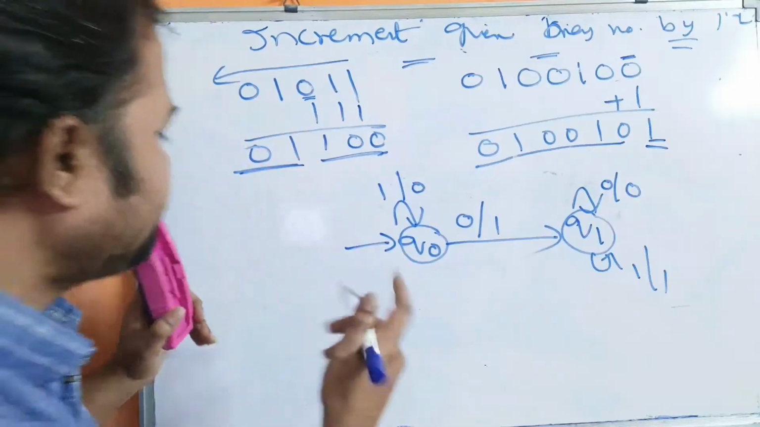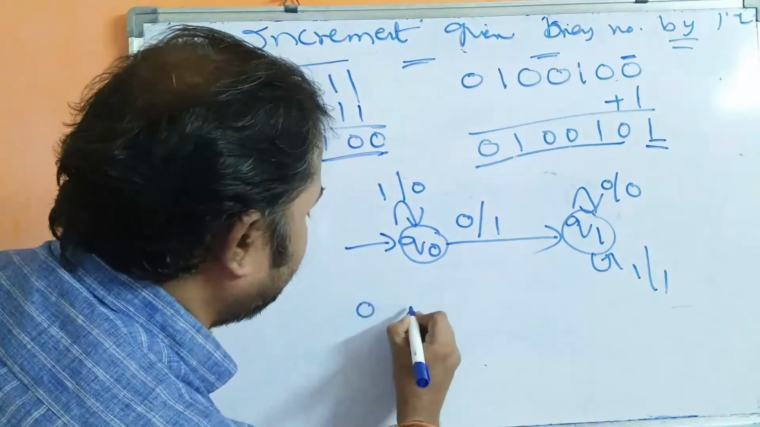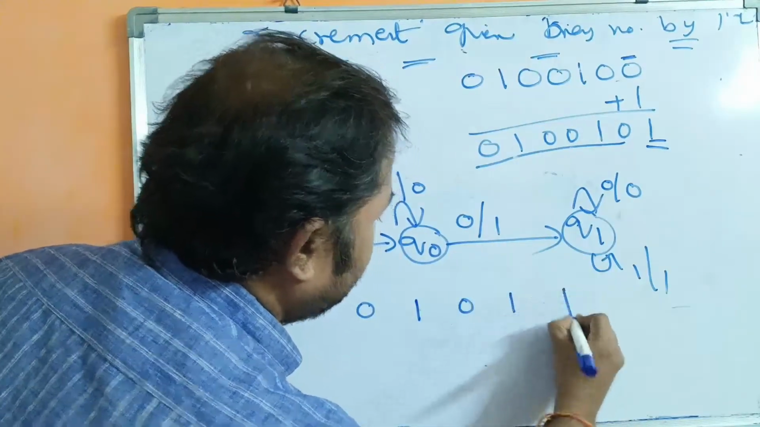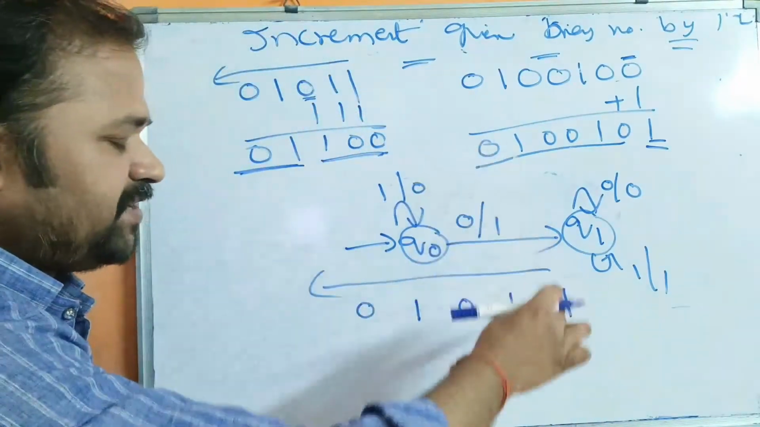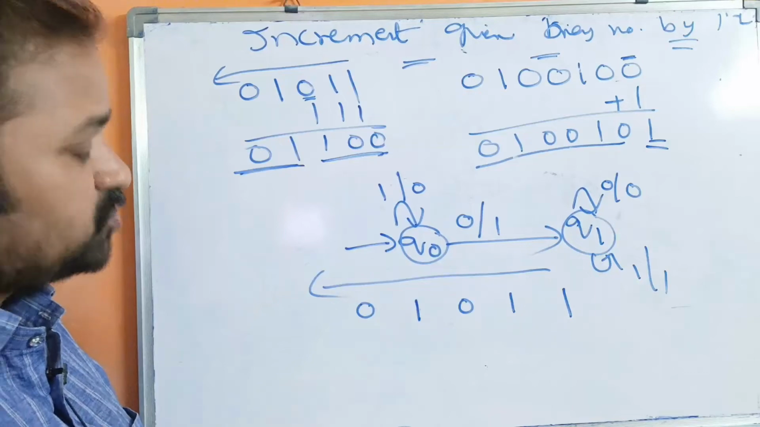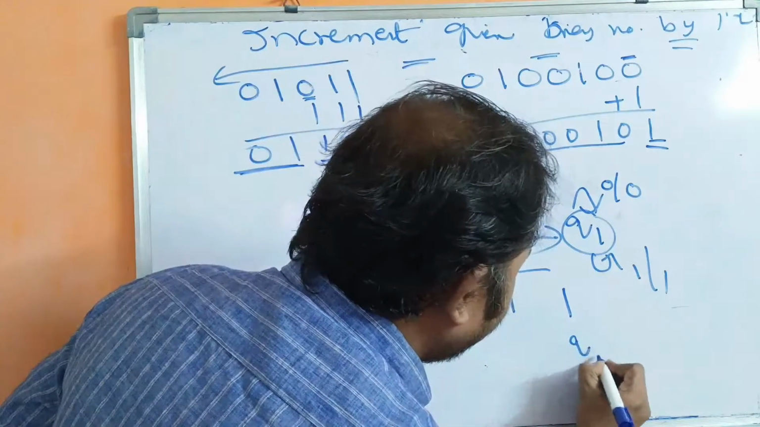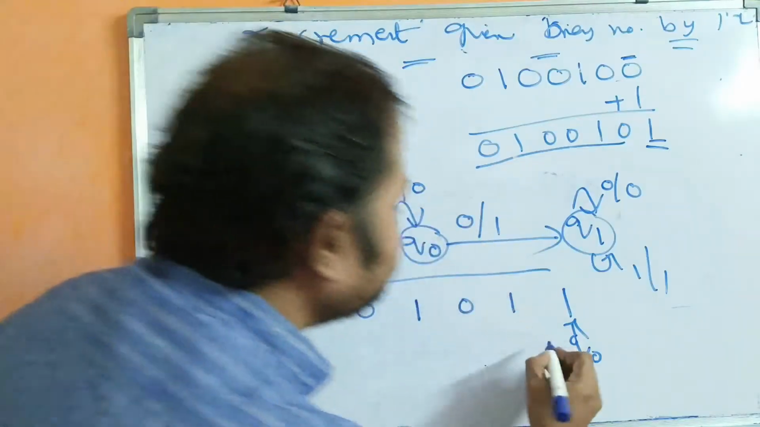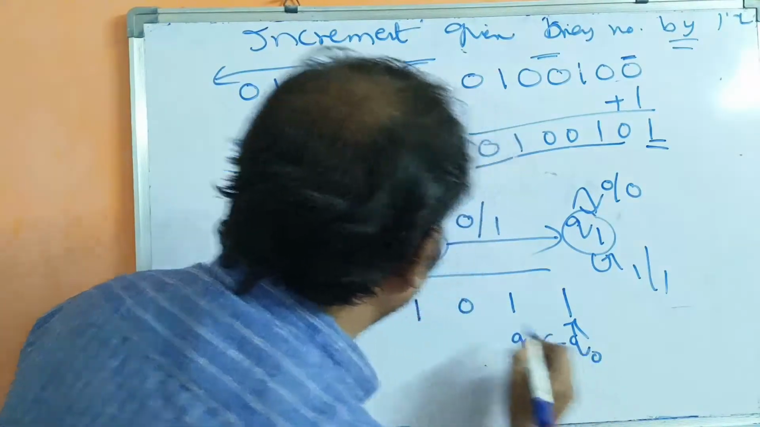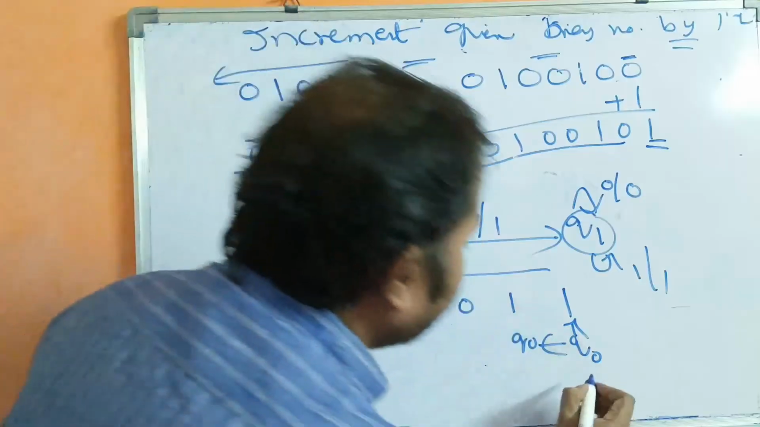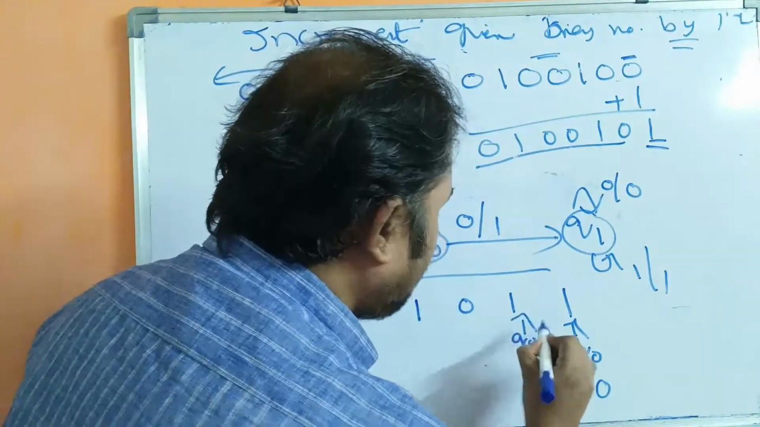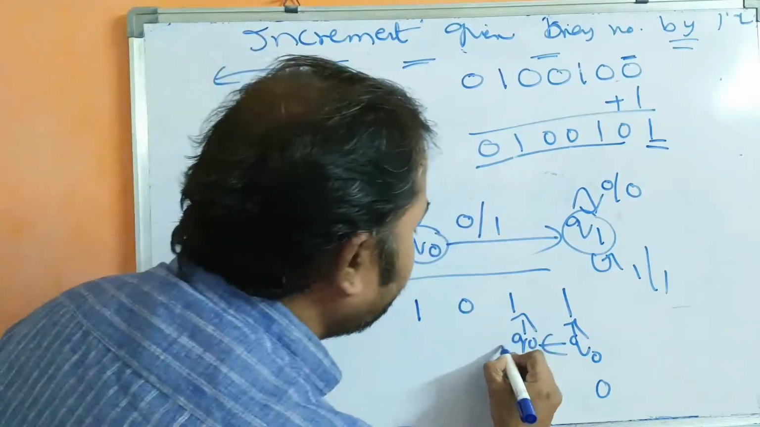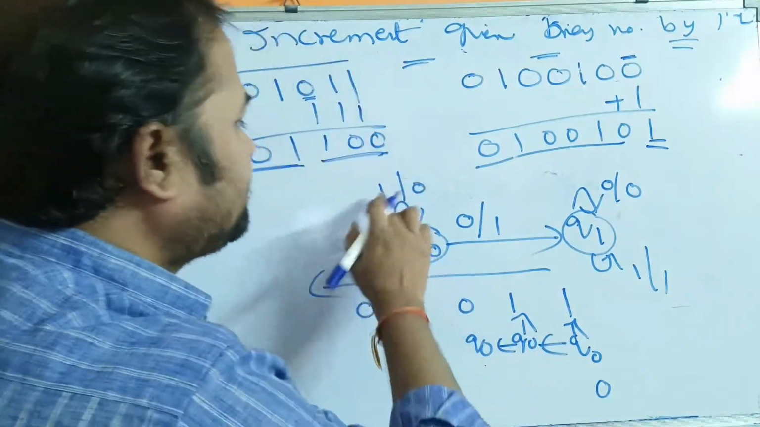Now let us see an example in order to check whether our Mealy Machine is correct or not. 0, 1, 0, 1, 1. Here also we have to read from least significant bit to the most significant bit. So first state is Q0. So Q0 on 1 means Q0 only. But the output is 0. Next, apply Q0 on 1. Q0 on 1 means Q0 only. But the output is 0.